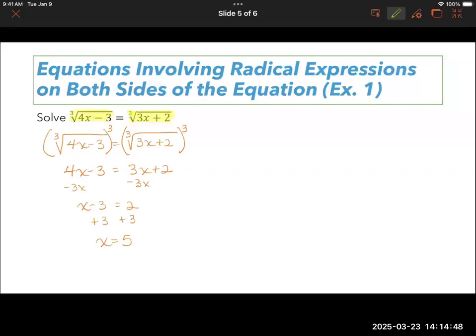Now we'll do a quick check. The cube root of 4 times 5 minus 3, is that going to be equal to the cubed root of 3 times 5 plus 2? 4 times 5 is 20, minus 3 means I have the cubed root of 17. And 3 times 5 is 15, plus 2 means I also have the cubed root of 17. So yes, this works, and x equals 5 is our solution.